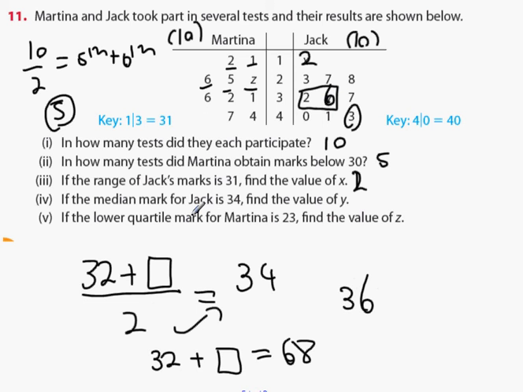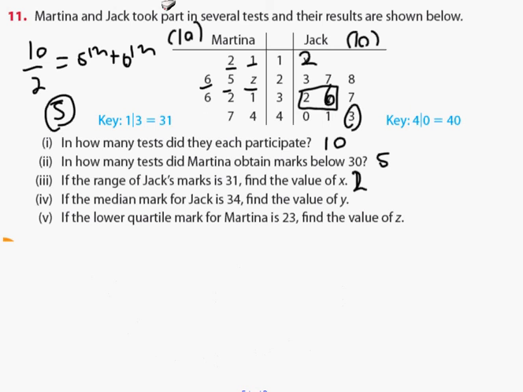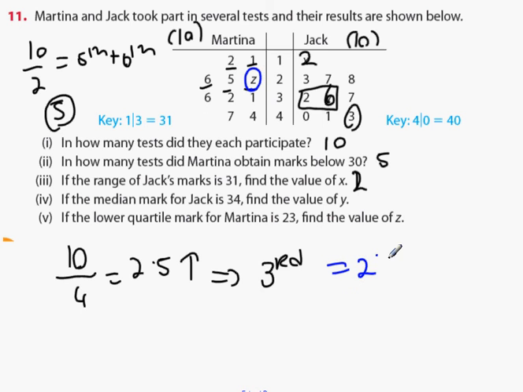The lower quartile mark for Martina is 23. Find the value of z. How many tests did Martina do again? 10. And how did you turn it into quartiles? You get 2.5 points. And that should round up to the third value. What's the third value on Martina? 2z, yeah. Third value is 23. Therefore z has to be equal to 3. And you're done.